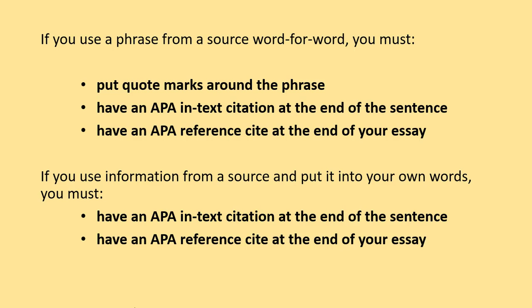So remember, if you use a phrase from a source word for word, you must put quote marks around the phrase, have an APA in-text citation at the end of your sentence, and have an APA reference cite at the end of your essay. If you use information from a source and put it into your own words, you still must have an APA in-text citation at the end of the sentence and an APA reference cite at the end of your essay.